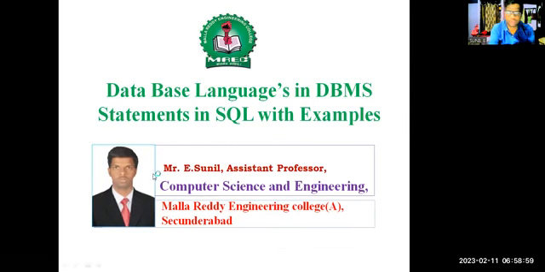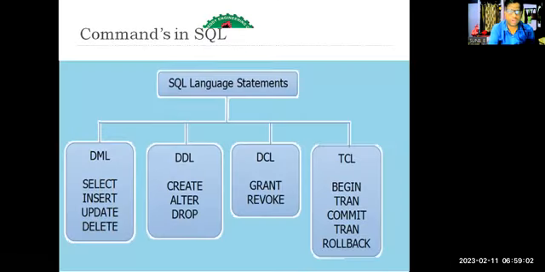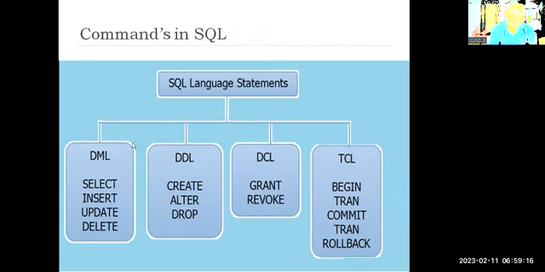Okay. So here we have four important languages in our database management system. Using these four languages, we have to use some statements. The first and most important database management language is DML. DML means data manipulation language. In this data manipulation language, we'll be using statements like insert, select, update, delete.